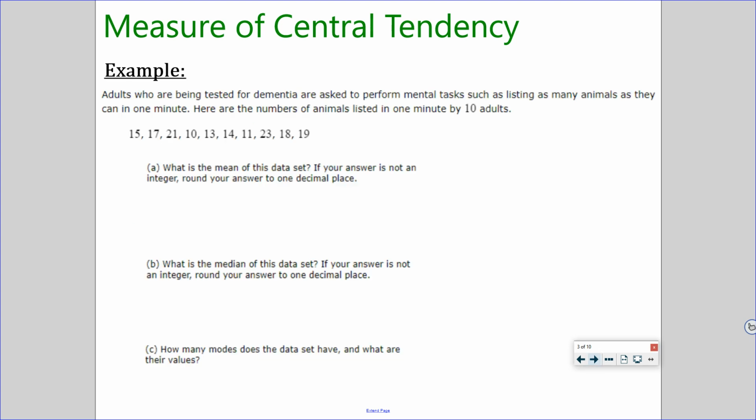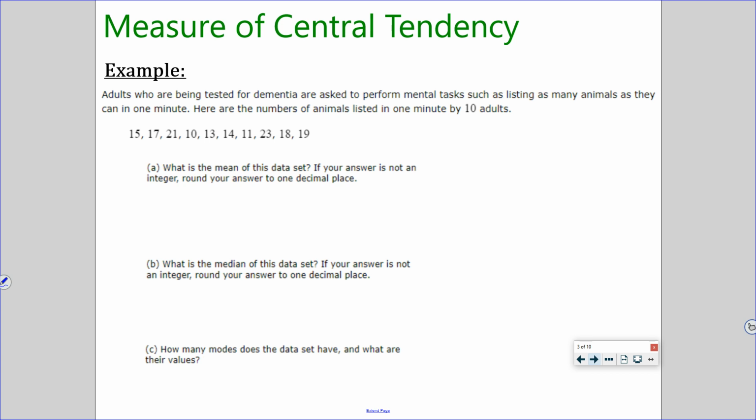Let's try one here. Adults who are being tested for dementia are asked to perform mental tasks such as listing as many animals as they can in 1 minute. Here are the numbers of animals listed in 1 minute by 10 different adults. My data set is not given to me in order, which technically doesn't matter if I'm calculating the mean, which is what they're asking in letter A. But if I'm asked to find the median and sometimes the mode, it helps to rewrite the data set in order. So I'm going to do that.